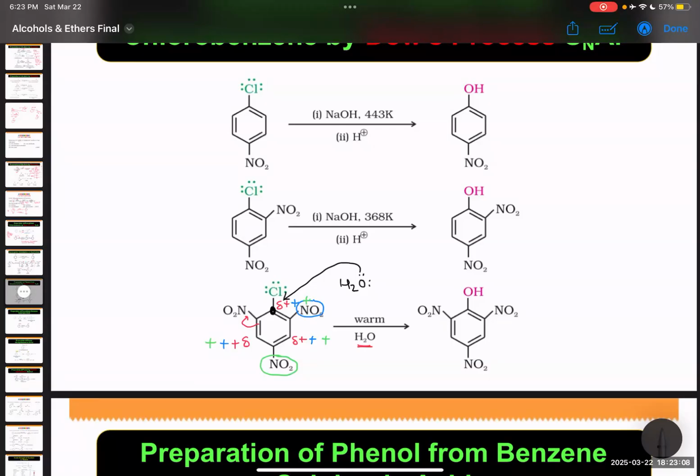So here you are not requiring high temperature as you were seeing here. In the above cases, you just warm it with water and you get the product.